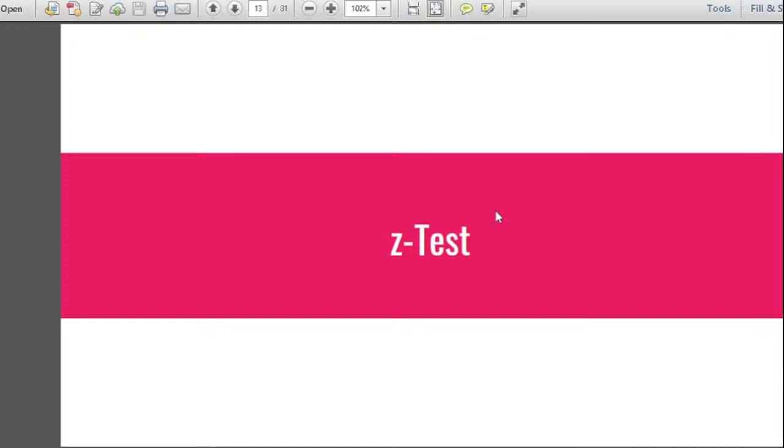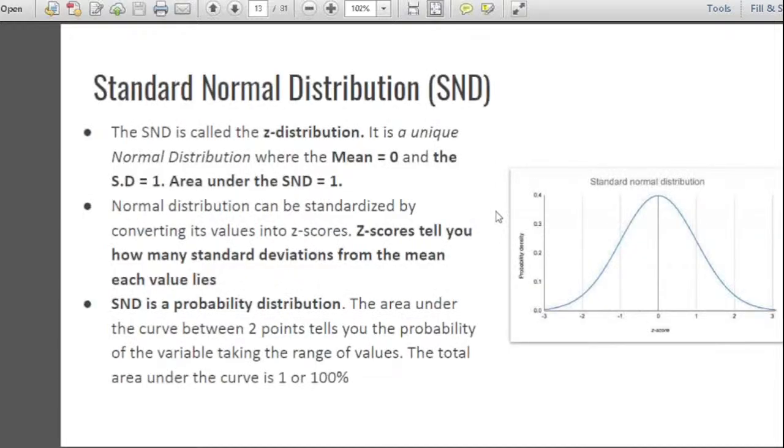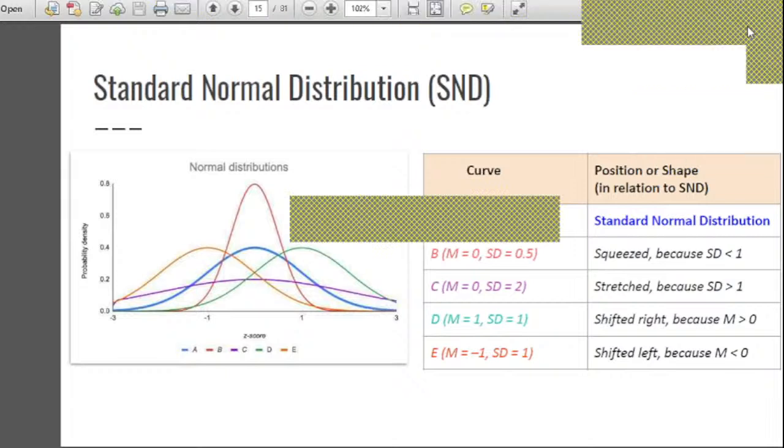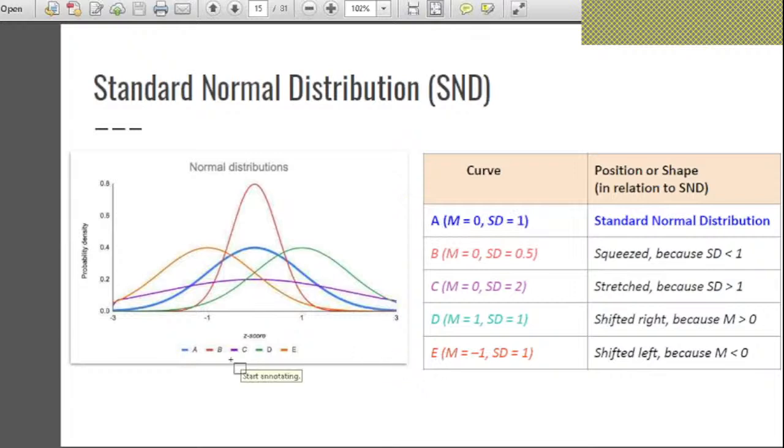Before we do Z test, let's understand the concept of standard normal distribution, right? All of us know normal distribution, right? What is normal distribution? You know, right? Bell curve, exactly. Now, let's take a look at this picture, right? Normal distributions can be of various types. All of these are normal distributions if you see them closely. Let's look at the red one, right?